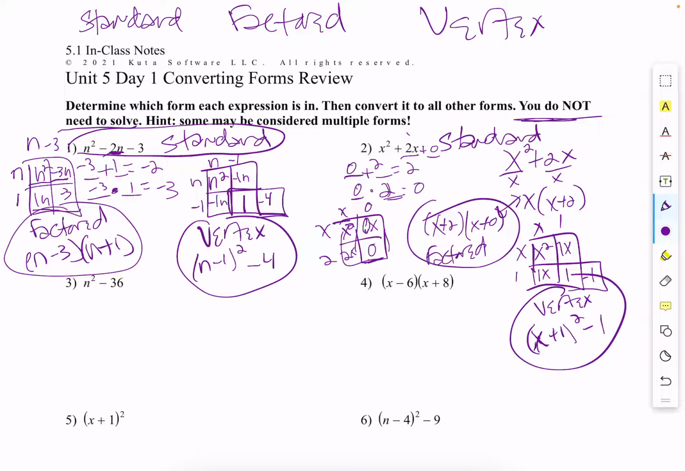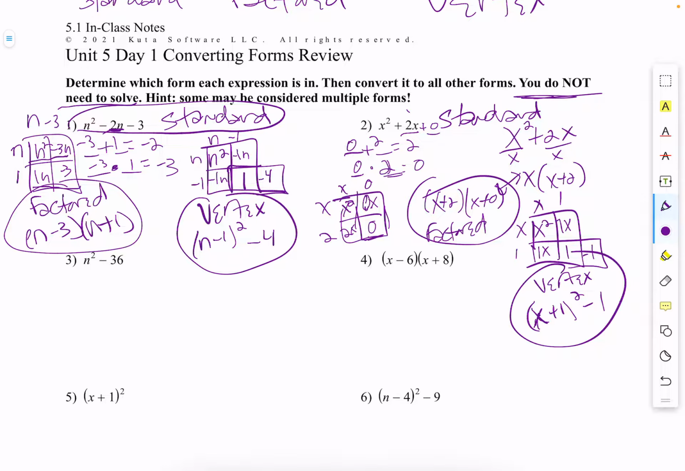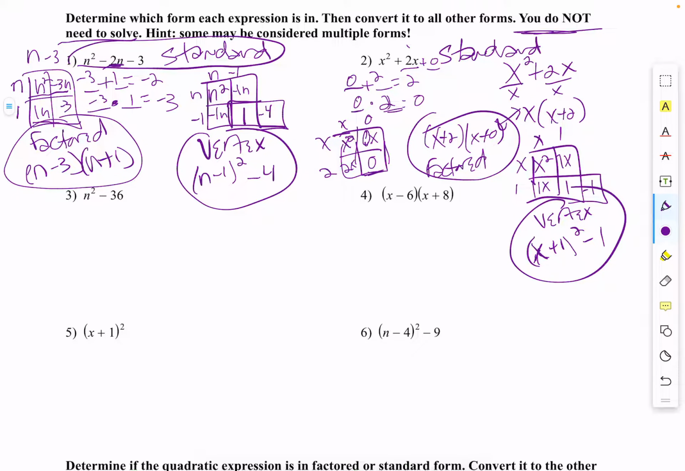All right, so for number 3, this is the first one that we are going to use our hint. Some may be considered multiple forms. Number 3 here is definitely standard form, because there's no parentheses. Now, it's also technically vertex form because I have my n squared and then minus something. Anytime that middle number is 0, then that's considered vertex and standard.